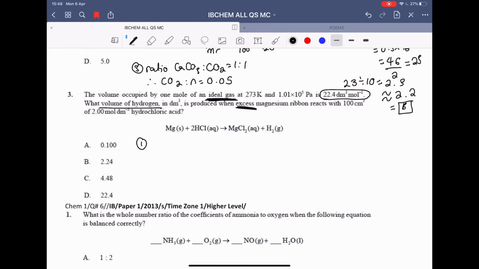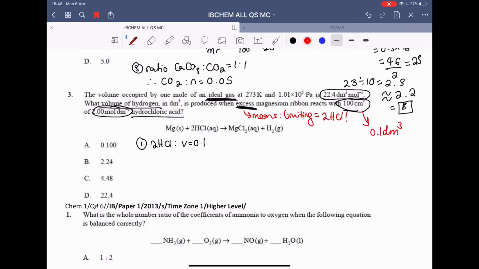I'm going to highlight everything that was given in the question again. The first thing I spotted, though, was when it said ideal gas, I looked at the equation. The only gas there is H2. So we know we need to calculate the volume of hydrogen, because that is the gas in the equation. When it says produced when excess magnesium reacts, excess means it cannot be the limiting reagent. Magnesium cannot be the limiting reagent. So 2HCl is actually the limiting reagent because it is limited. It's going to be used up completely.